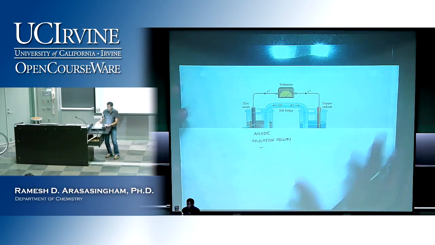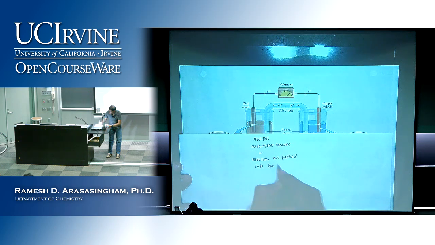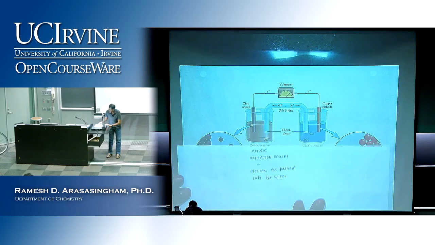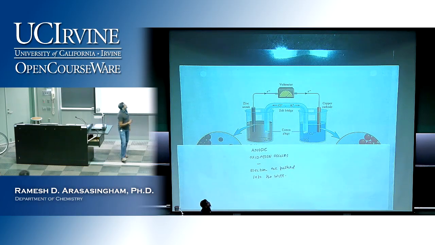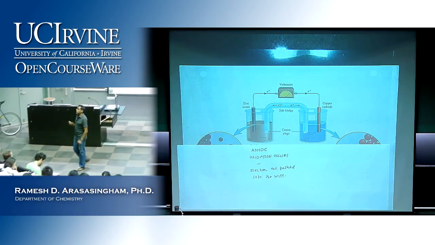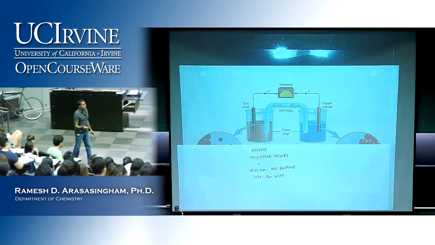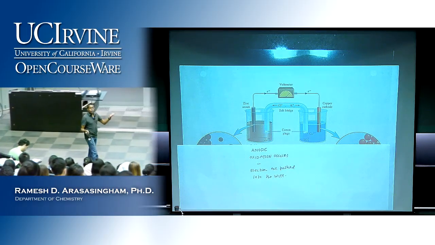All right? And what happens at the anode is electrons are pushed into the wire. All right, so if you look at the left-hand side, usually it's convenient to draw these out so that you put it in alphabetical order. One side is anode, the other side is called the cathode, and therefore A always comes first.